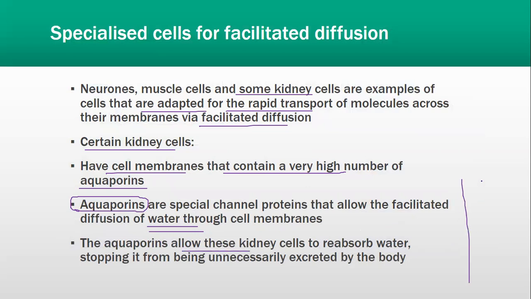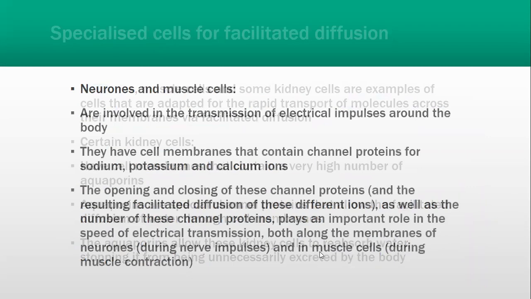In those collecting ducts, these aquaporin channels were also present so that more and more water can be reabsorbed by the blood out of the nephron, stopping it from being unnecessarily excreted by the body. And these aquaporins also helped us in homeostasis, what do we call it, to maintain osmoregulation.